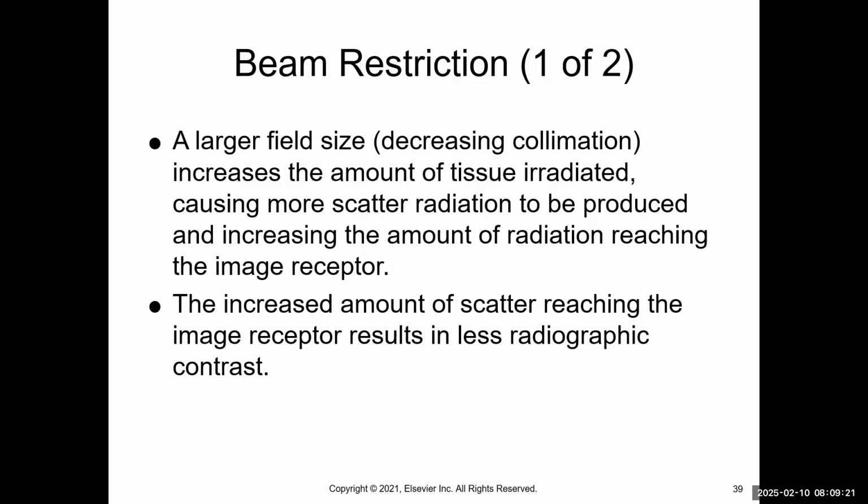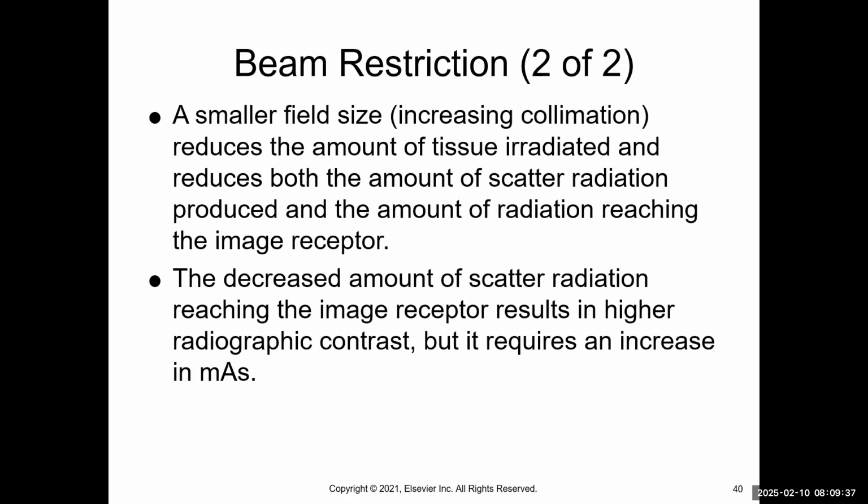Larger field size increases the amount of tissue irradiated, causing more scatter radiation to be produced and increasing the amount of radiation reaching the IR. So more matter, more scatter. And that always lowers contrast. A smaller field size, meaning we're increasing collimation, we're collimating more. That means we have a more narrow or smaller field size, which means less matter, less scatter. So we have to increase our mass to compensate for that loss. Even though it's unwanted, it's still a part of it.